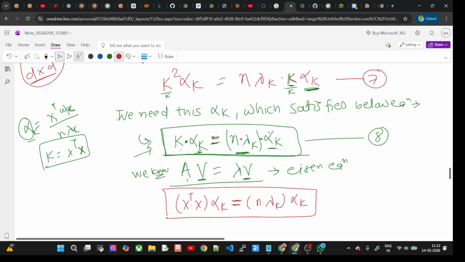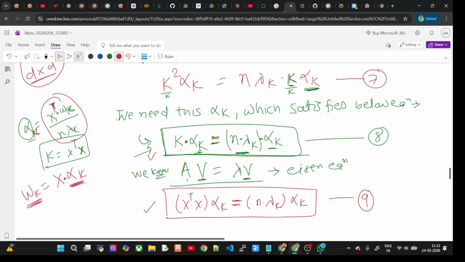So alpha k should not be just any alpha k, it has to satisfy this equation, equation 8 or equation 9 for example. We need to find out alpha k, which is some kind of vector. Earlier we said that wk is equal to x into alpha k. So for getting wk you need to find out alpha k.